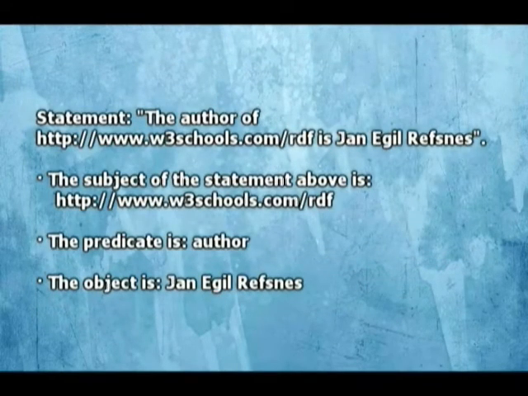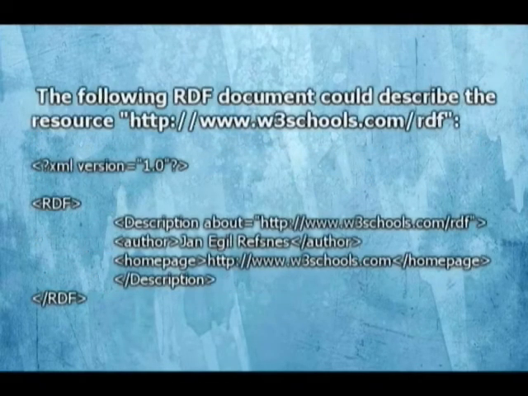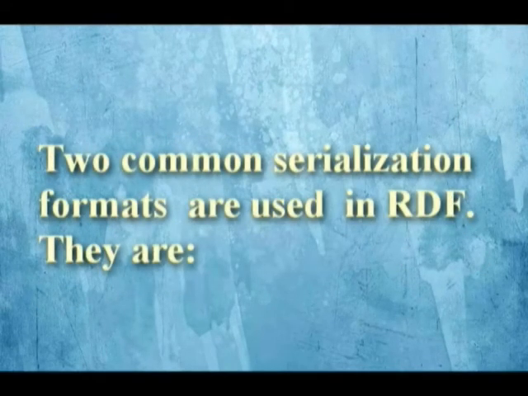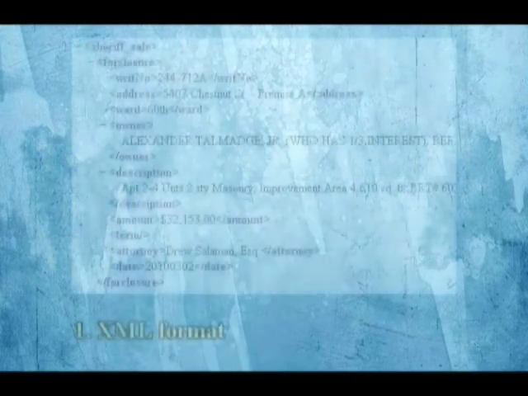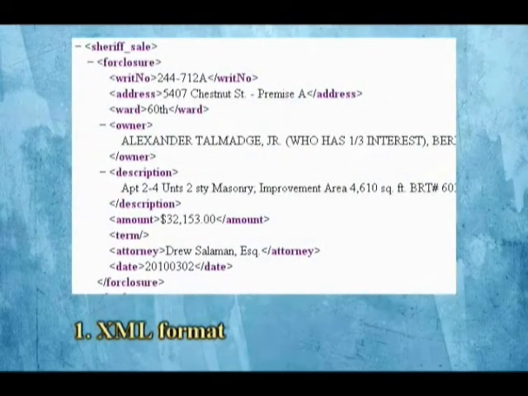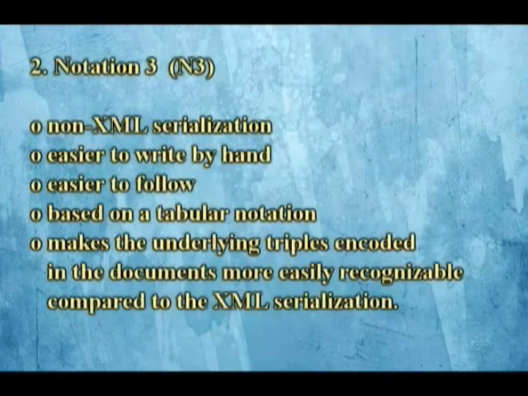RDF serialization. Two common serialization formats are used in RDF. The first is an XML format and the other one is Notation 3, which is a non-XML serialization of RDF models designed to be easier to write by hand and in some cases easier to follow. Because it is based on a tabular notation, it makes the underlying triples encoded in the documents more easily recognizable compared to the XML serialization.